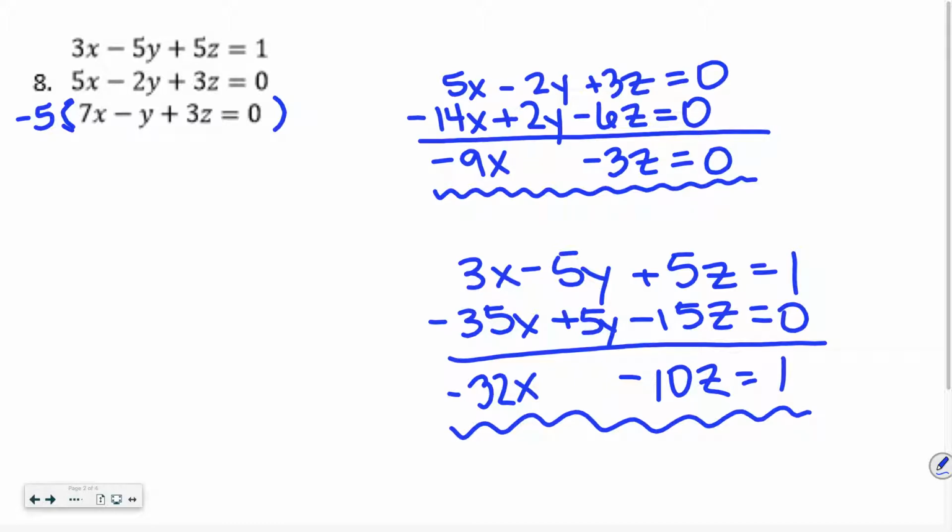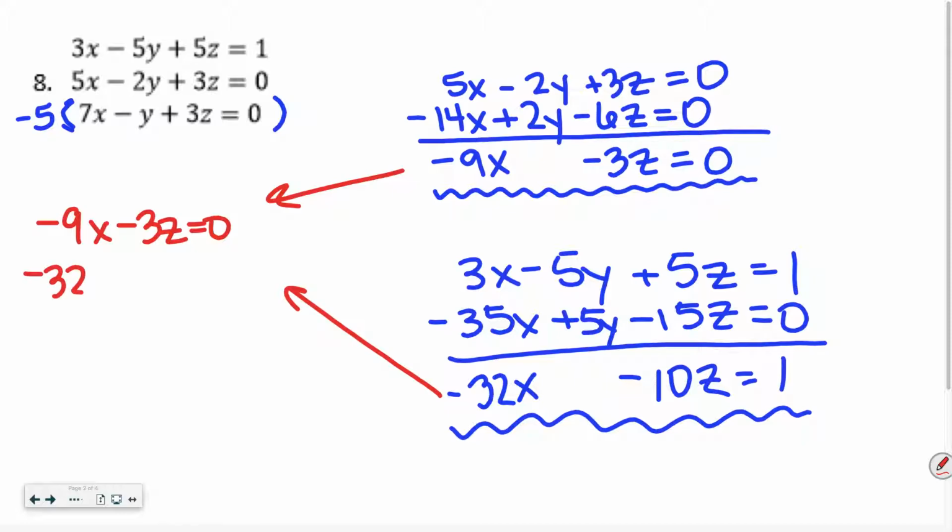So now what we're working with, so we have -9x minus 3z equals 0. And -32x minus 10z equals 1. Now we have two equations, two unknowns. What I'd like to do is focus on these two equations here, solve for x and z, and then we can use those to go back and find y.